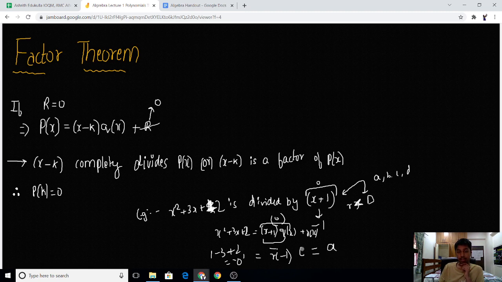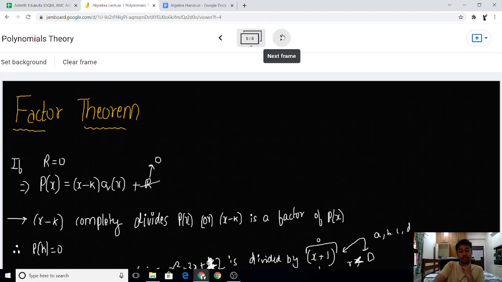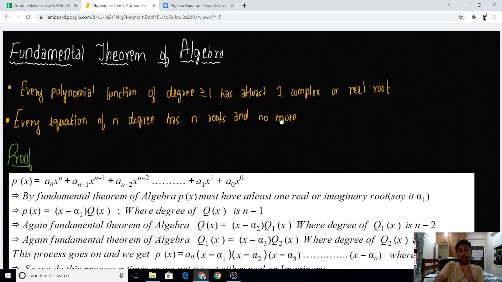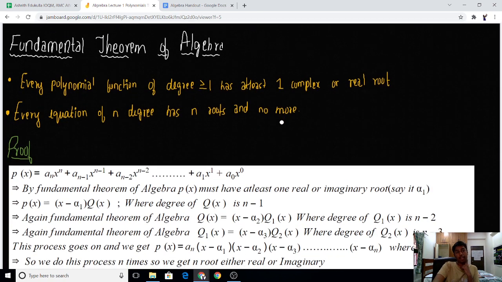Then I have considered the remainder as a, and the LHS, which is x square plus 3x plus 2. And when I keep x equals to minus 1, I get 1 minus 3 plus 2, which is equal to 0. Then I get the remainder a equals to 0. Simple proof, guys. So the fundamental theorem of algebra.